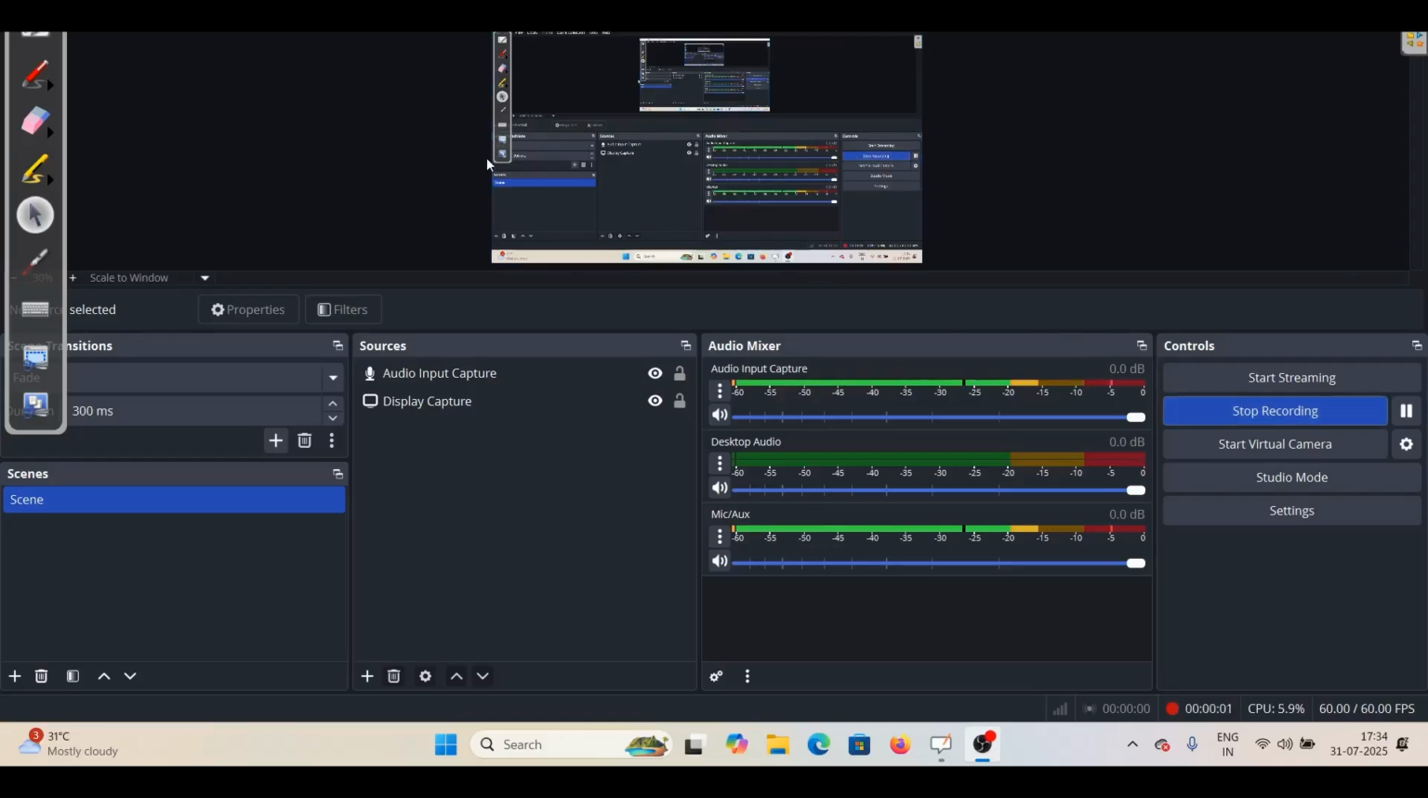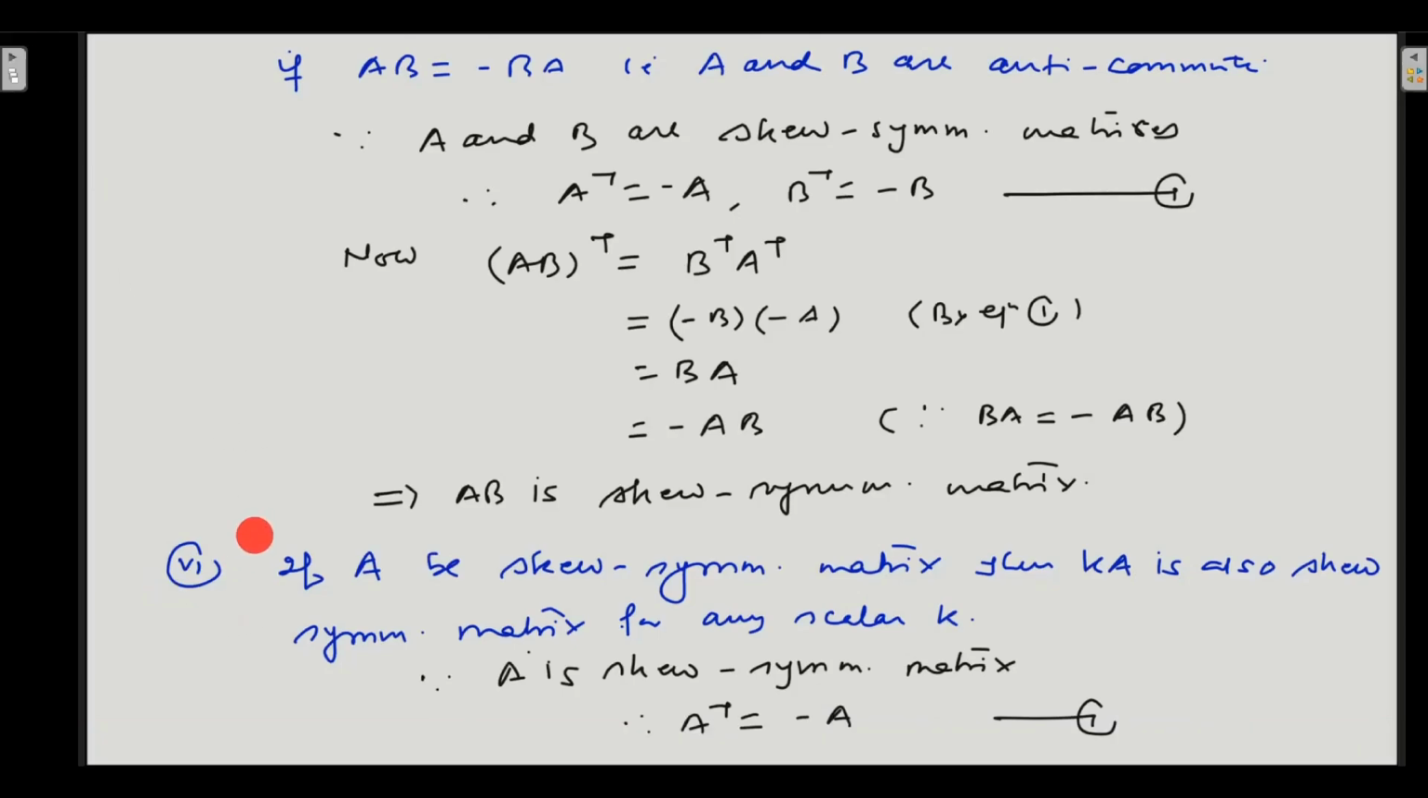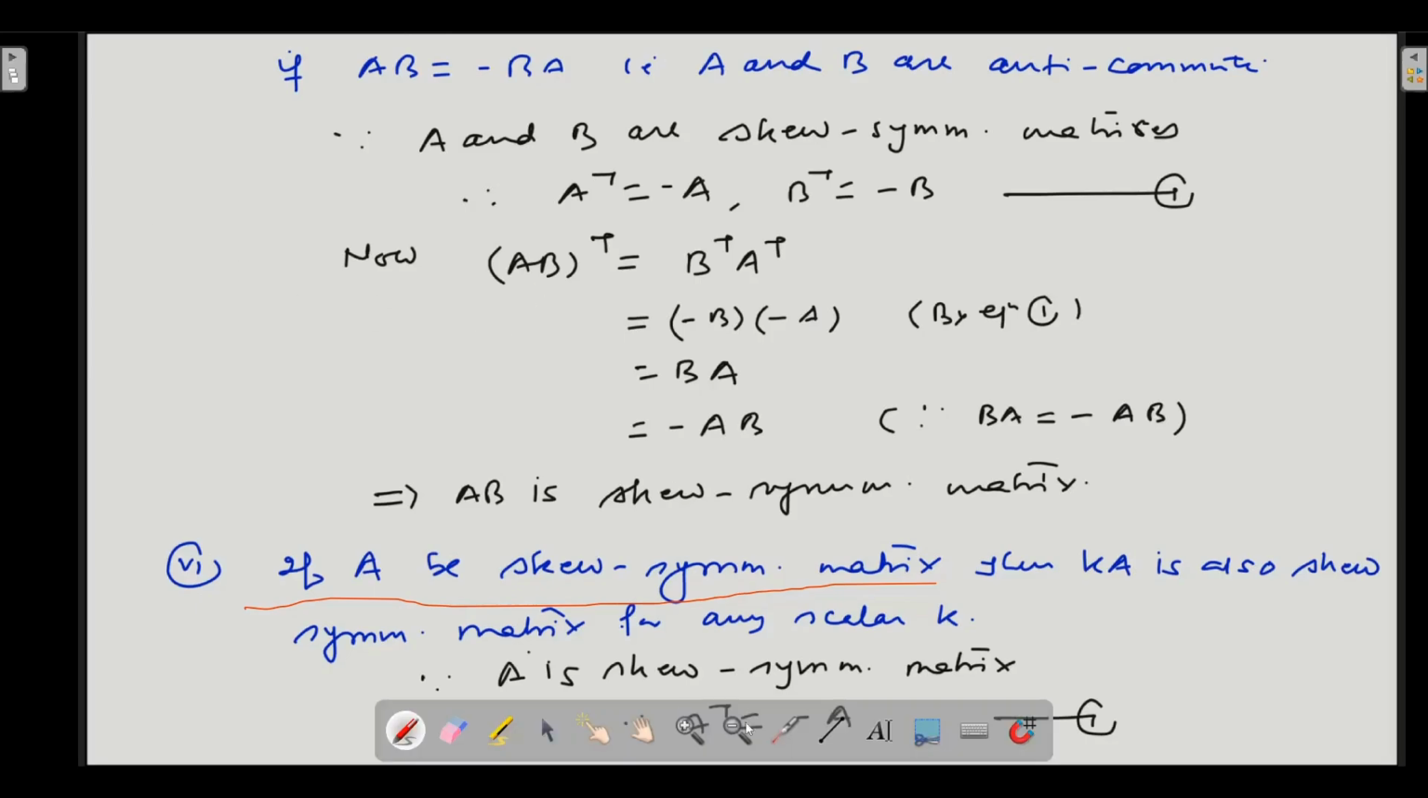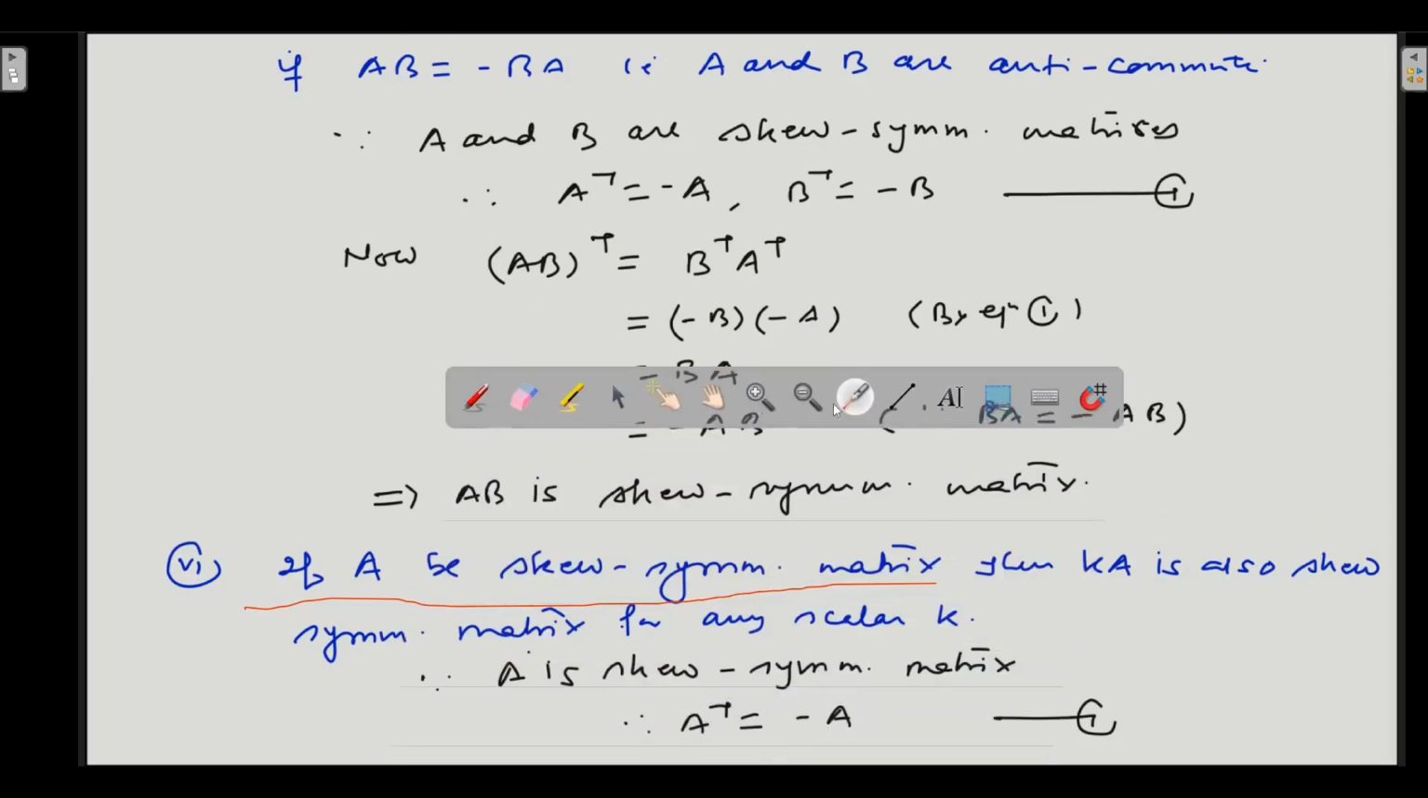Let us learn about the sixth property, that is property number 6, in this class. So property number 6 of the skew symmetric matrix, you must have a look. If A is a skew symmetric matrix, then what will happen? kA is also a skew symmetric matrix. What does it mean? Let us see what it means.